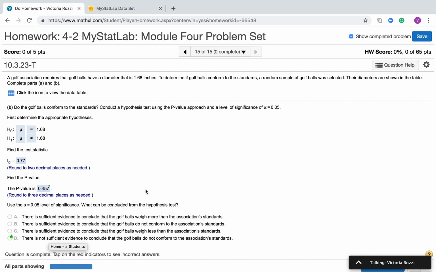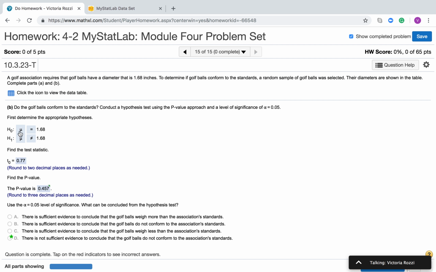Now, the way that we always make our decision is that we think of the p-value and how it relates to alpha. If p is low, we reject the null, okay? So if p is lower than alpha, we reject H naught. If p is not less than alpha, then we fail to reject H naught. So here, if I have 0.05 for alpha, 0.457 is much larger than that, right? So therefore, I would say that I fail to reject H naught.